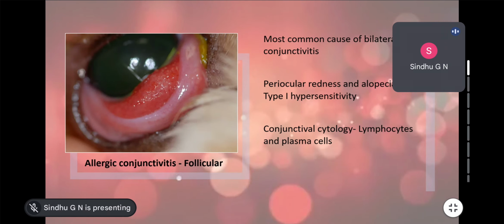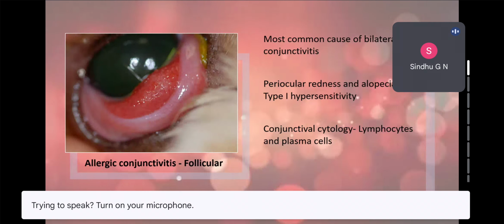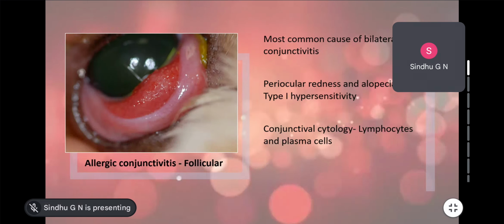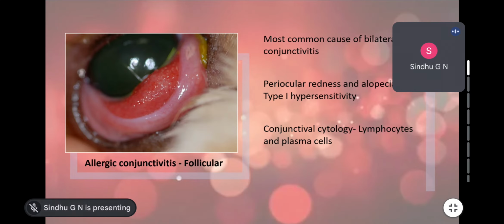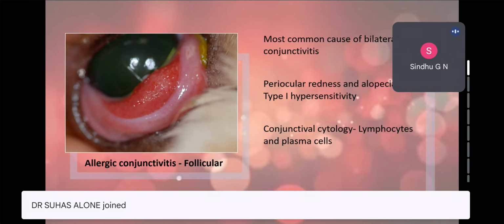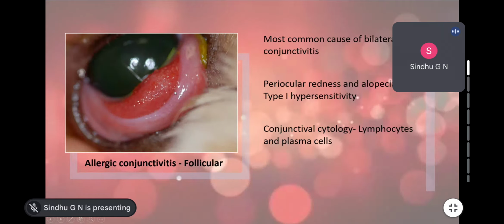So, allergic conjunctivitis is the most common cause of bilateral conjunctivitis in both dogs and cats. There can be periocular redness and alopecia in cases of type 1 hypersensitivity. The most common one is atopic dermatitis. It's very common in beagles and Shih Tzu breeds nowadays. We can see periocular redness, alopecia, and severe red eye. Then conjunctival cytology reveals the presence of lymphocytes and plasma cells in these kinds of follicular conjunctivitis. You can see multiple follicles in this picture.